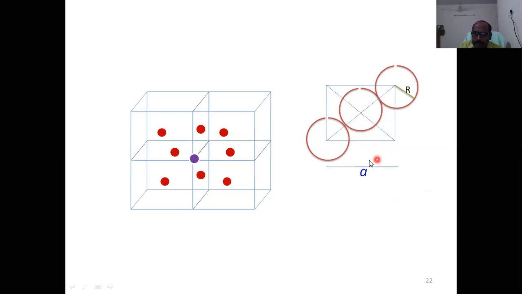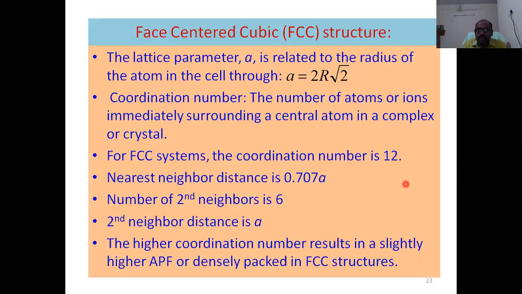So from this figure, it is obviously the hypotenuse of this right-angled triangle. If this length is a, this length is also a, and then the hypotenuse length is root 2 a. Now we see the next point.